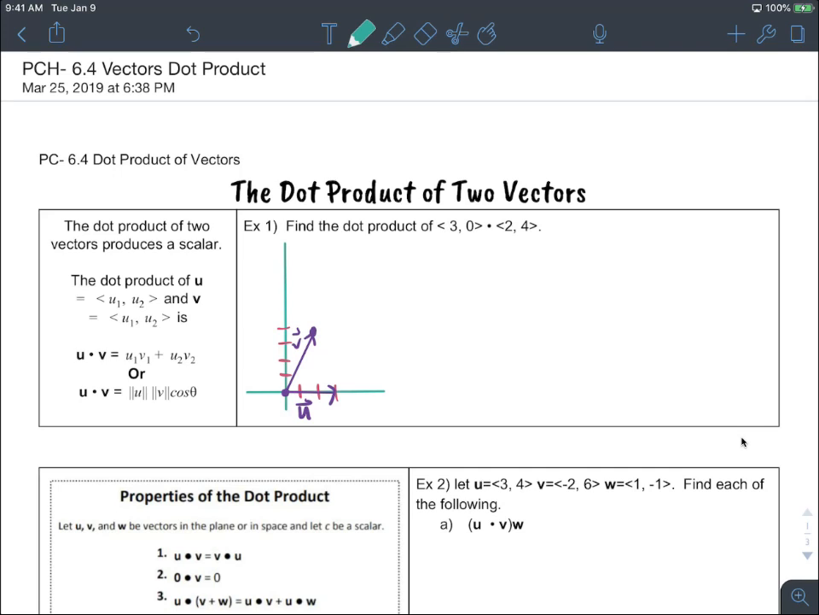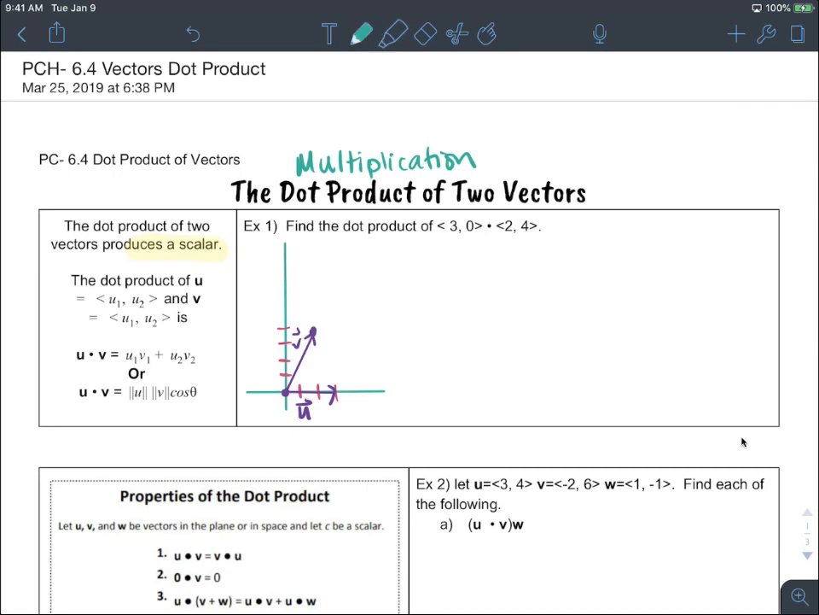We're looking at the dot product of vectors today. We looked at addition, subtraction, and multiplying by a scalar. So today's operation is about multiplication of vectors. A dot product is a multiplication of vectors, and it's really important to remember that the dot product of two vectors produces a scalar. So just like a number, not an x and a y, just a number.